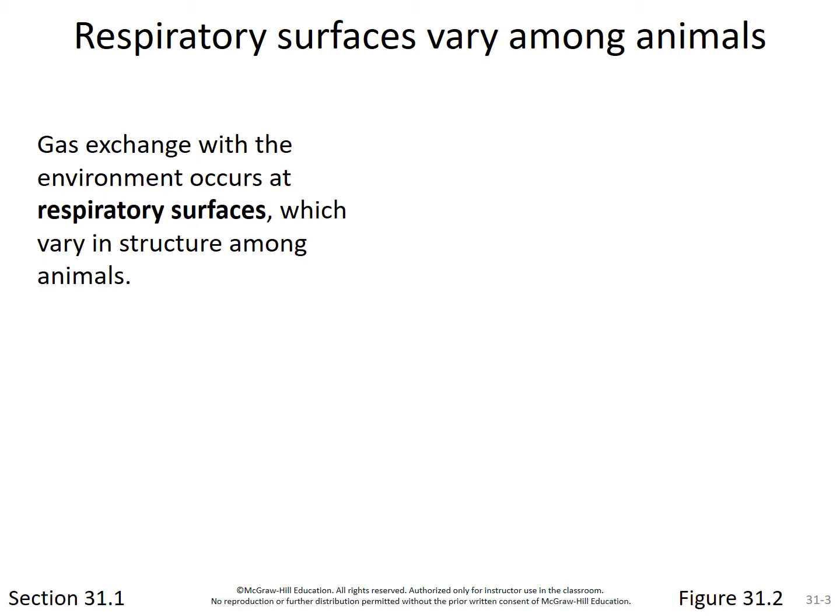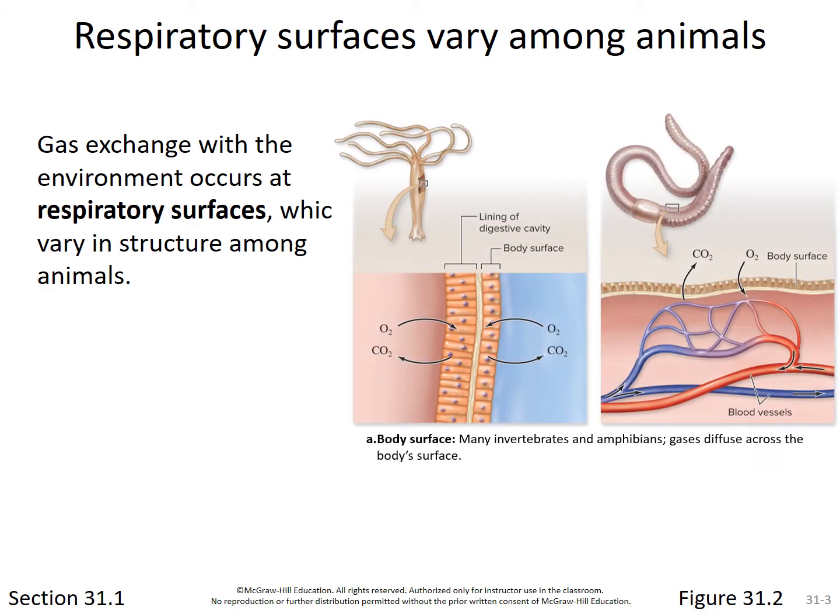Gas exchange with the environment in any animal is going to occur at respiratory surfaces. Now, these respiratory surfaces really do vary in structure among different animals. So with invertebrates and amphibians, gases are basically going to diffuse across the body surface. They don't really have a respiratory system per se. They carry out gas exchange over their body surface.